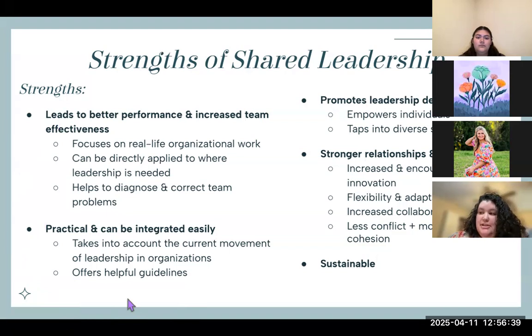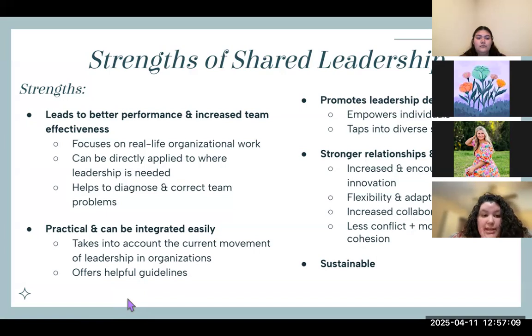This is demonstrated because the theory focuses on real life organizational work. You can apply it immediately to your organization, to your company, so it has a direct outcome. And anywhere that leadership exists, any sort of structure, you can take some of those shared leadership models and apply it to that. It also is able to help diagnose and correct problems within the team.